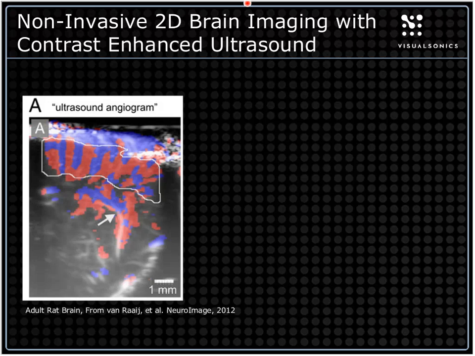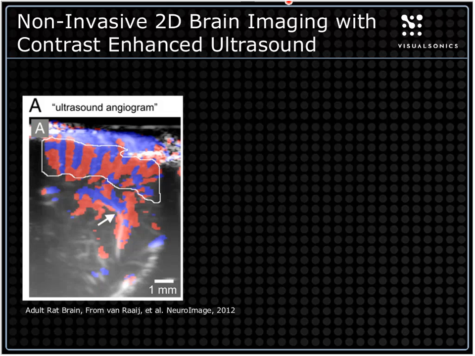We can then turn on the Doppler. And this is color Doppler. So in this case, the direction of flow is encoded by the color. In this case, the red is flow going upwards in the image towards the transducer, and the blue is flow going downwards in the image away from the transducer. So now we've got information not only about where the vessels are, but which direction the blood is flowing, and we can distinguish veins and arteries this way.